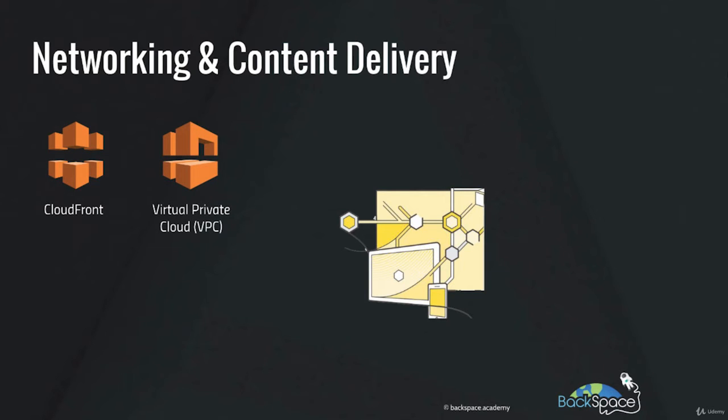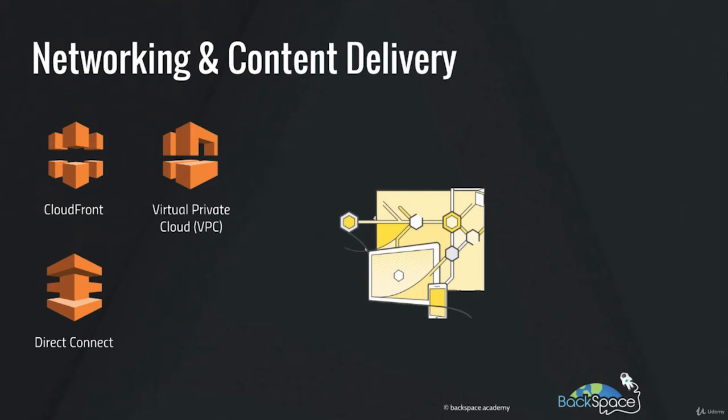Amazon Virtual Private Cloud, or VPC for short, lets you provision a logically isolated section of the AWS cloud. And you can launch AWS resources in that virtual network that you yourself define. This is your own personal private space within the AWS cloud, and no one can enter it unless you allow them to enter it.